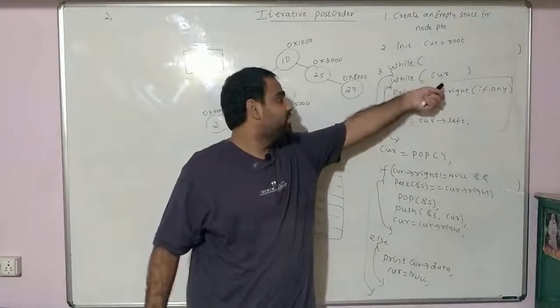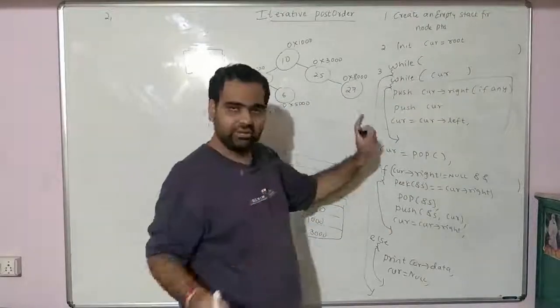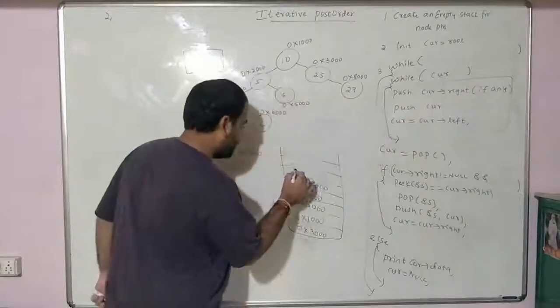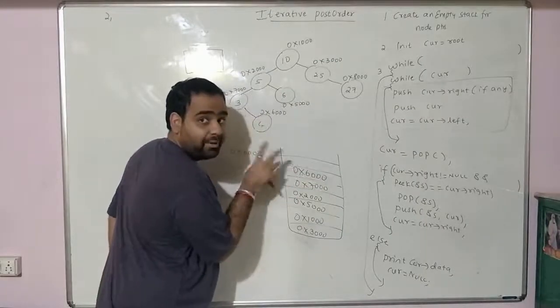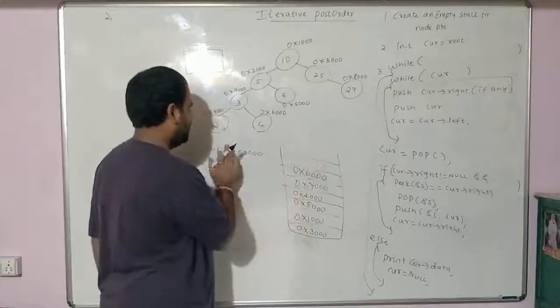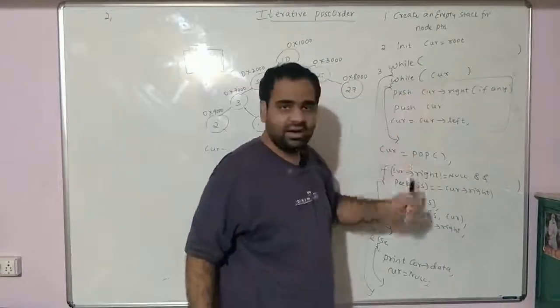Go back, assume the condition is true. While 6000, the condition is true. 6000 arrow right, it is null. Therefore, don't do anything. Push 6000 back to the stack. And if you see, 6000 and 7000 are swapped. Is that okay? And you say current equal current arrow left. 6000 arrow left is null. Go back, current is null. Do not execute anything.